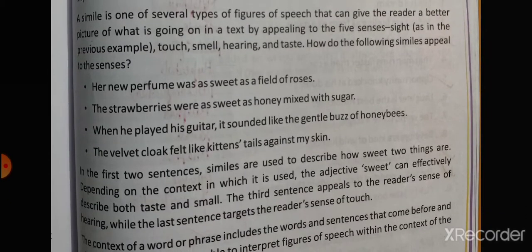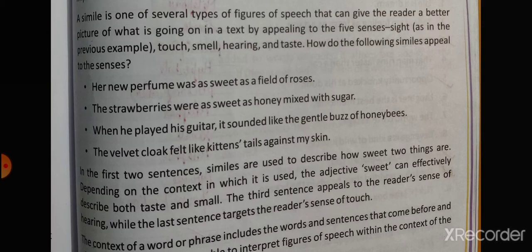So simile is one of the several types of figure of speech that can give the reader a better picture of what is going on in a text by appealing to the five senses: sight, touch, smell, hearing, and taste. How do the following similes appeal to the senses? Her new perfume was as sweet as a field of roses. So here we cannot say her perfume was as sweet as a field of anything you can call, but since they have used roses, which actually smell really good, it is giving us a positive impact. The strawberries were as sweet as honey mixed with sugar.